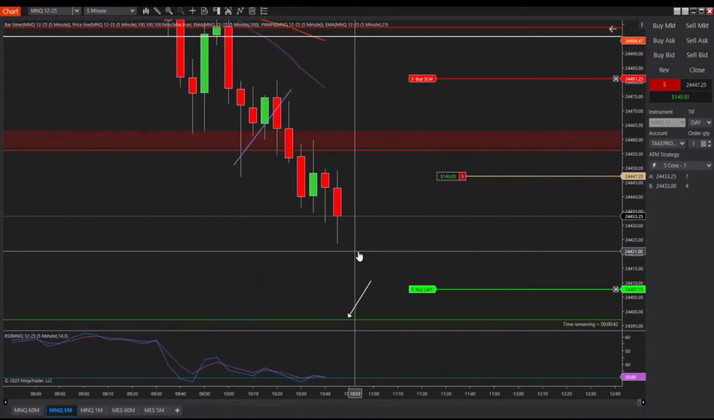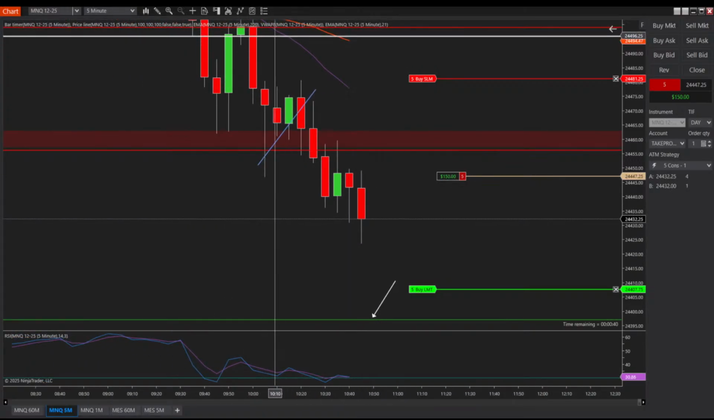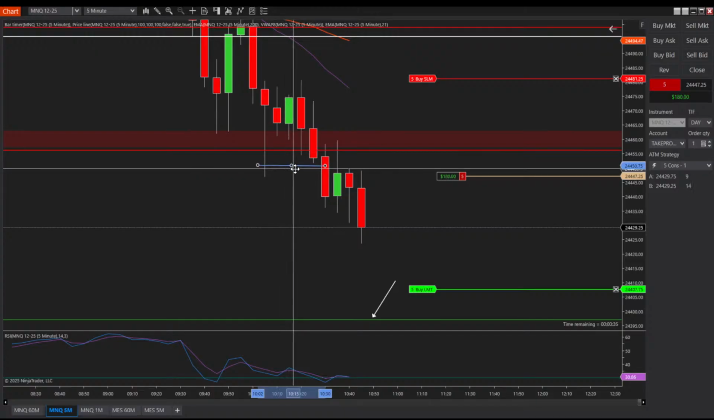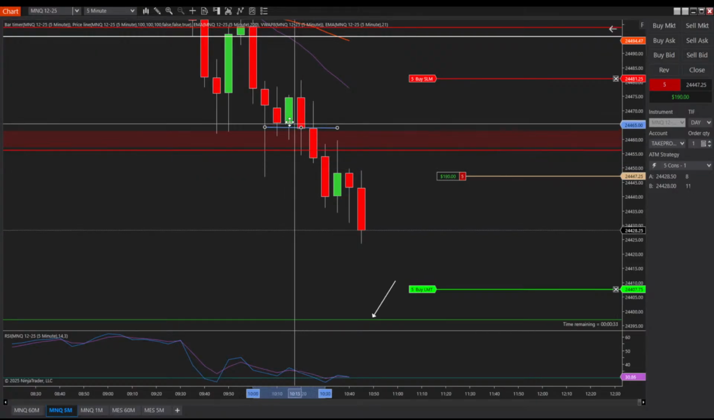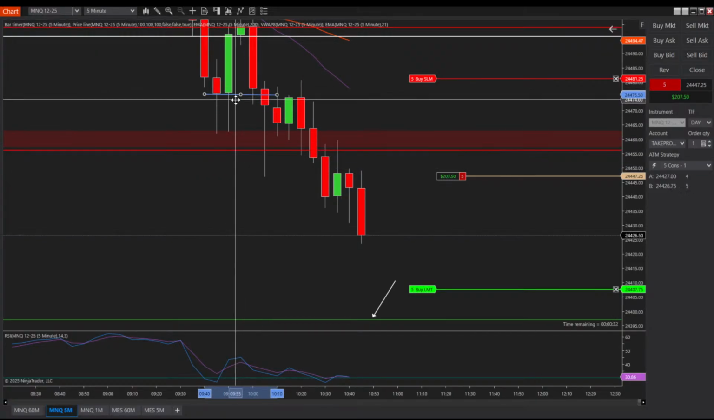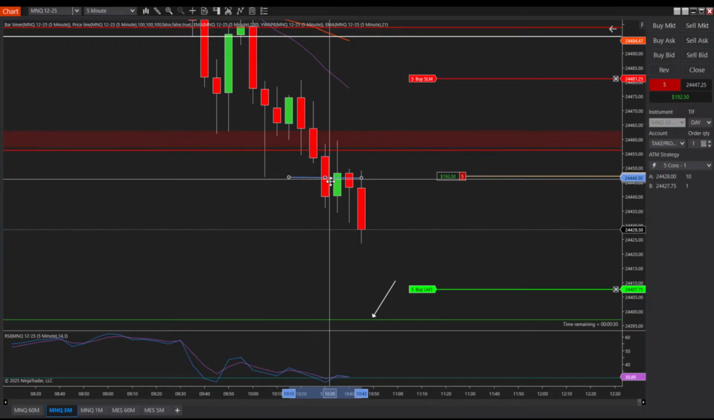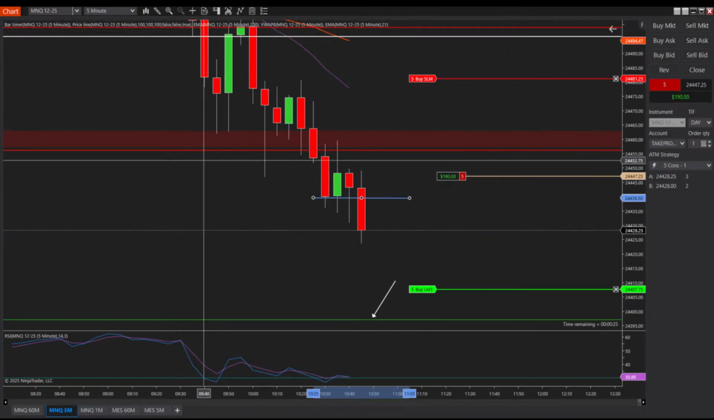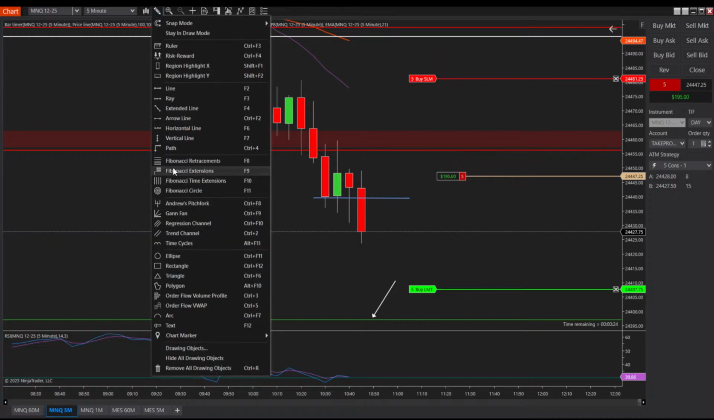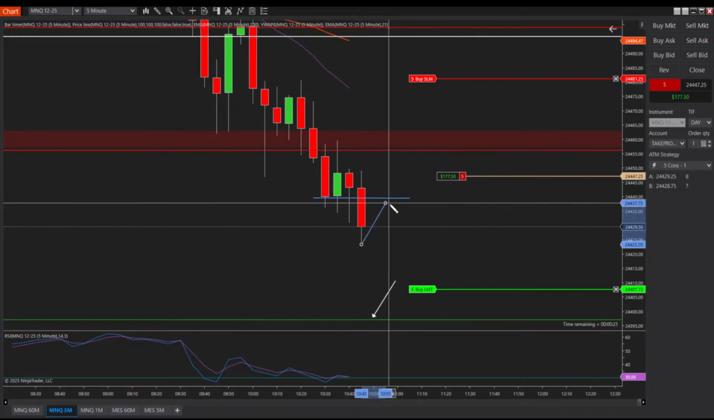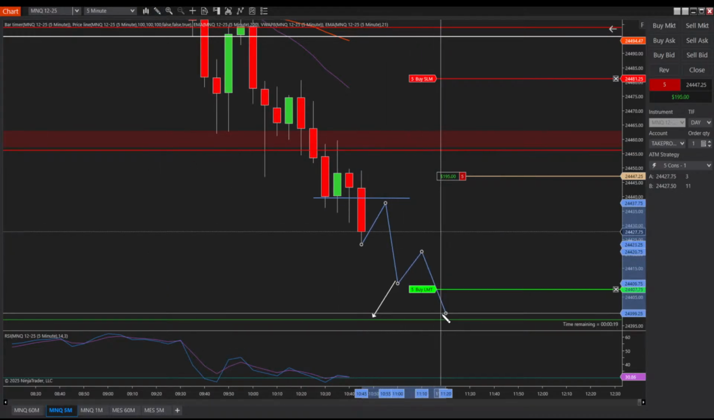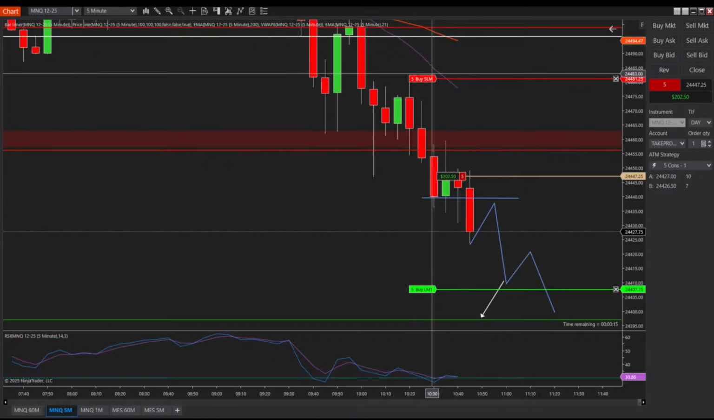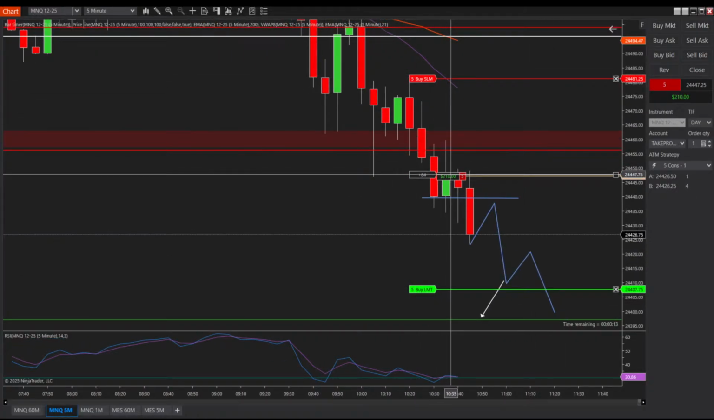Take a look at the 5 minute. You can see here it's clearly a break of structure. Break of structure. Break of structure. Every time there's a break of structure, there's an opportunity for price to pull back. And I'll pull my stop to break even here.